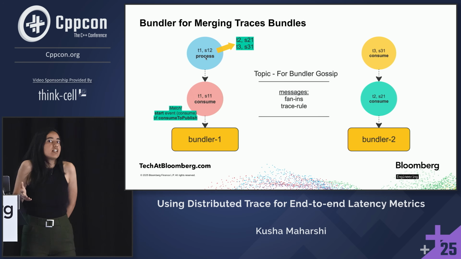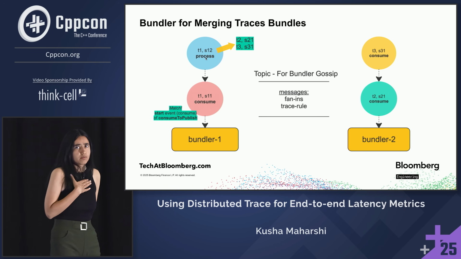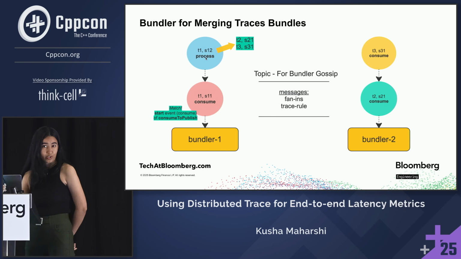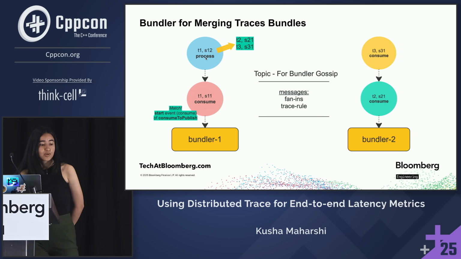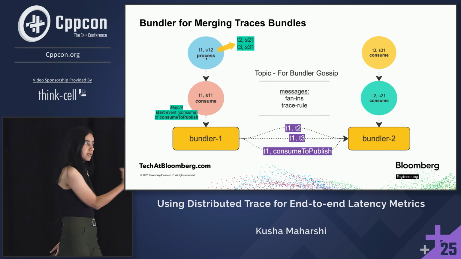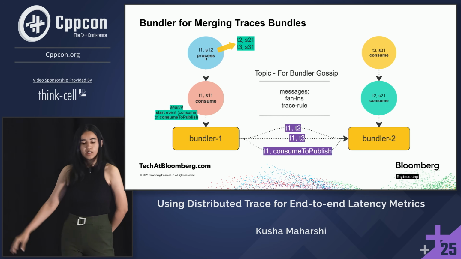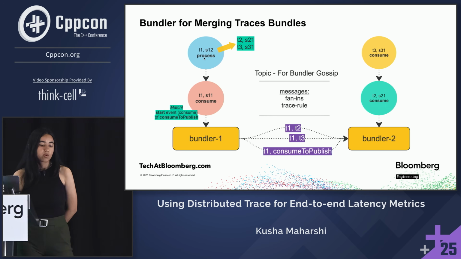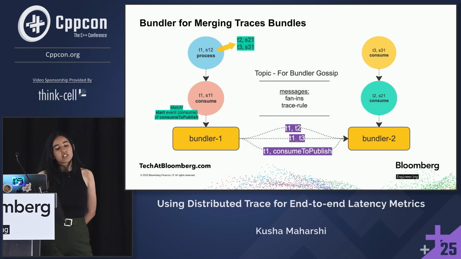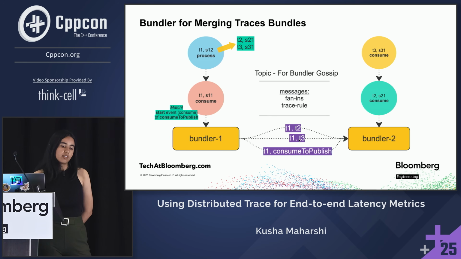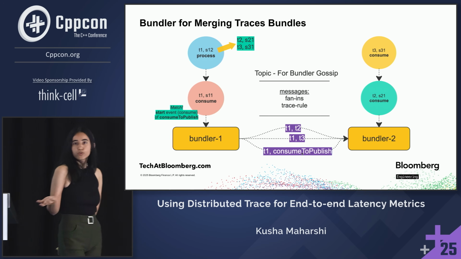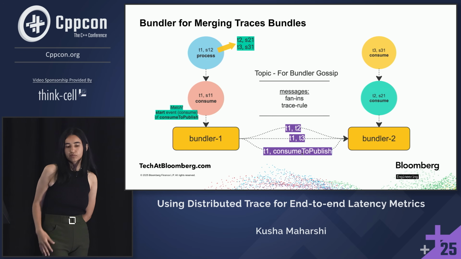And because it's a fan-in, and I might not have access to all of the trace bundle, let me make sure that the other bundler knows about this too. So what it will do is send some communication to bundler 2. And it will say, oh, by the way, T1 and T2 are fanned into each other. T1 and T3 are fanned into each other. And also, I know that T1 potentially matches consume to publish, which is our rule.